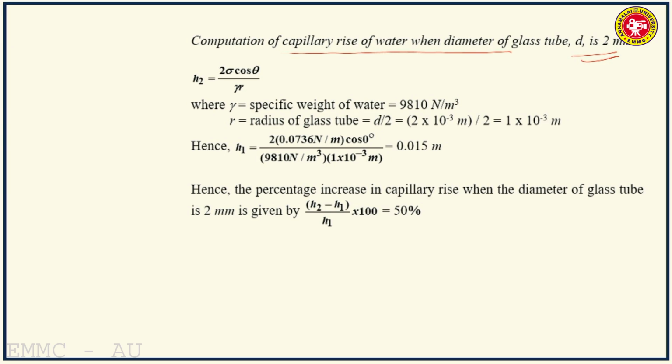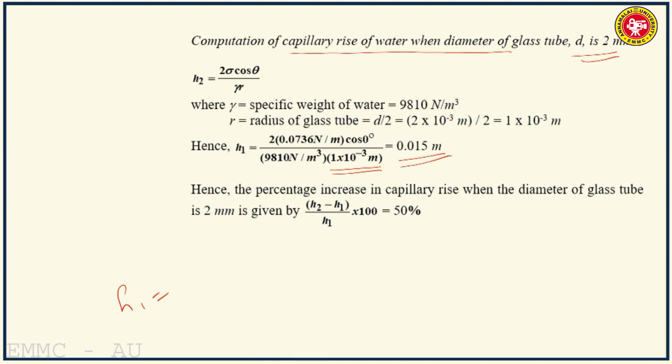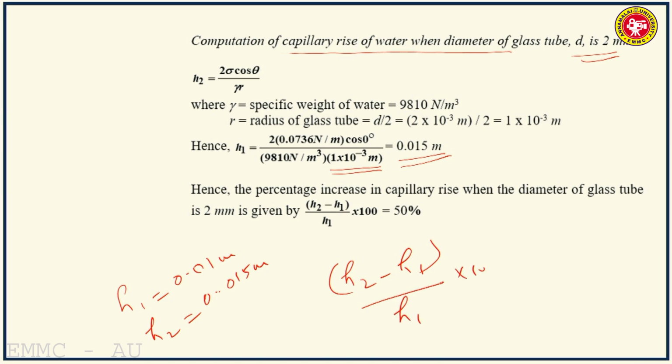So, H2 is 2 sigma cos theta by gamma R. Here the only change is in the radius, that is 1 multiplied by 10 power minus 3 meter, and it becomes 0.015 meter. H1, for the 3 millimeter diameter glass tube, is 0.01 meter. For the 2 millimeter diameter glass tube, the capillary rise is 0.015 meter. So, what is the percentage increase? It is H2 minus H1 divided by H1 multiplied by 100.